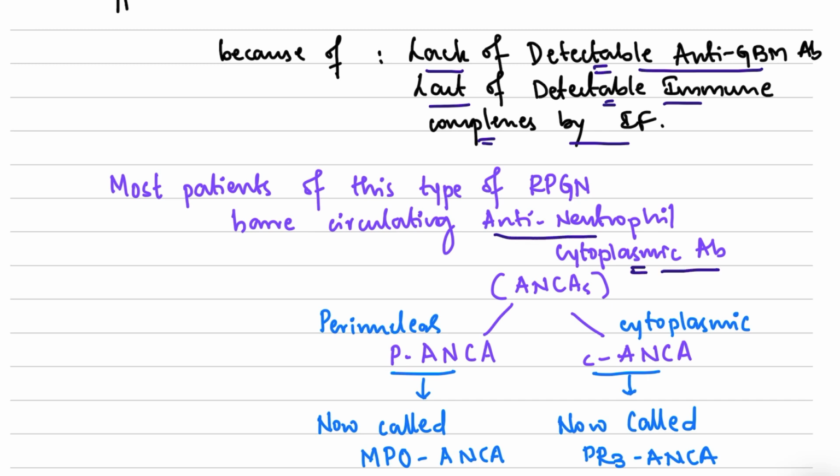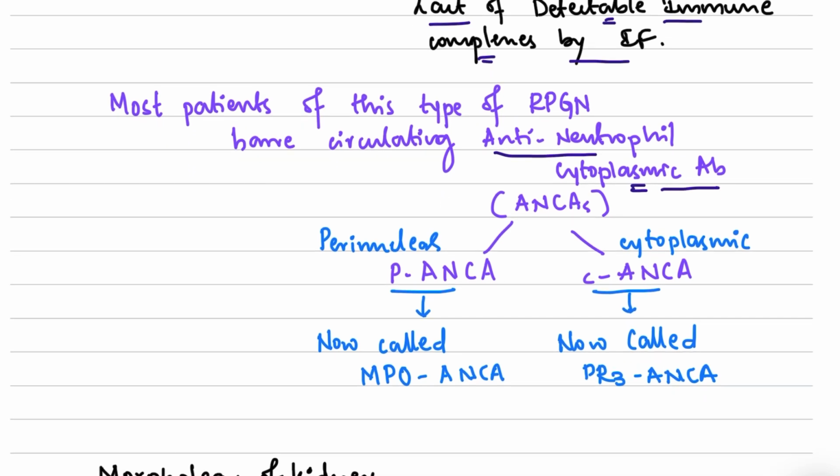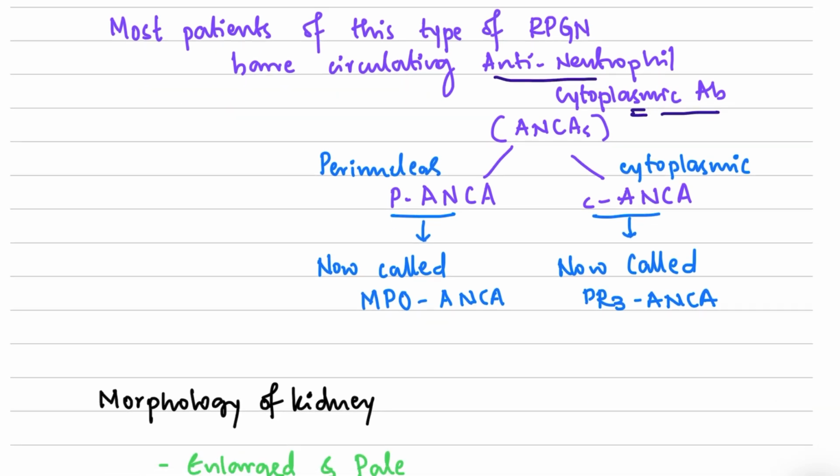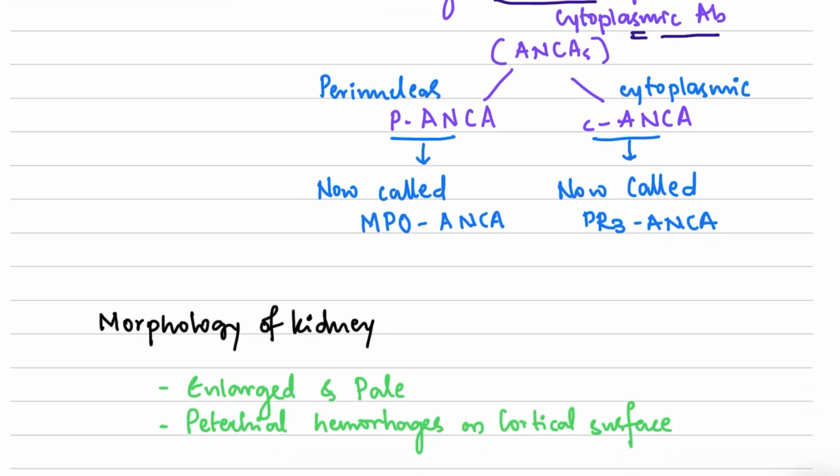So in the pauci-immune type of RPGN, most patients have circulating anti-neutrophil cytoplasmic antibodies, known as ANCAs. We have two types, P-ANCA and C-ANCA. Earlier they used to be called P-ANCA, that is perinuclear ANCA, and C-ANCA, that is cytoplasmic ANCA. Nowadays P-ANCA is called MPO-ANCA, that is myeloperoxidase ANCA, and C-ANCA is called PR3-ANCA, that is proteinase 3 ANCA.